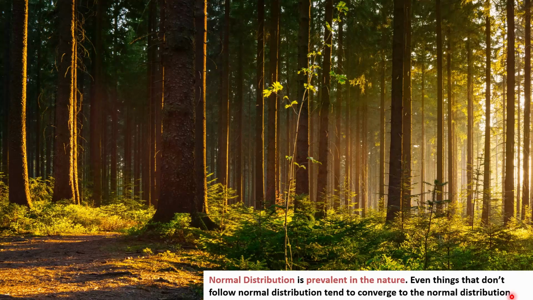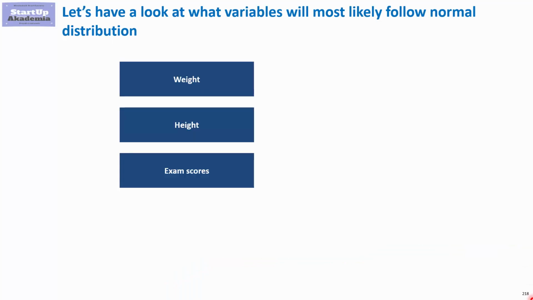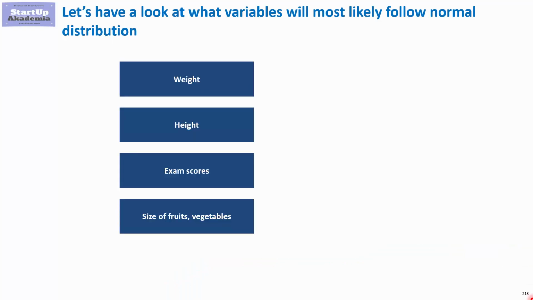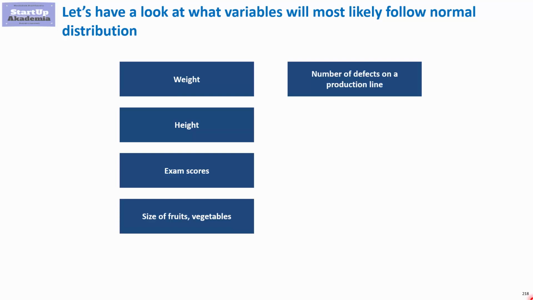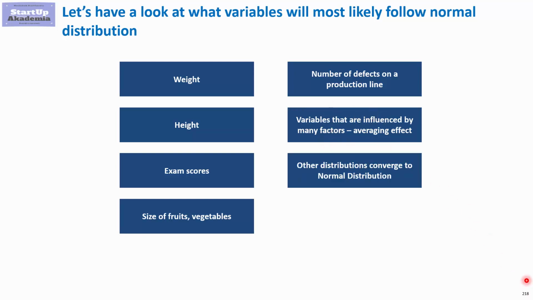Now, the last thing worth mentioning is that the normal distribution is extremely prevalent in nature, and even things that don't follow a normal distribution tend to converge to the normal distribution. Among the things that should be following a normal distribution, we can have weight, height, exam scores, size of fruits and vegetables, number of defects on a production line. Apart from that, we have variables that are influenced by many factors. Here we've got the so-called averaging effect. And finally, other distributions, as we said, tend to converge to the normal distribution.